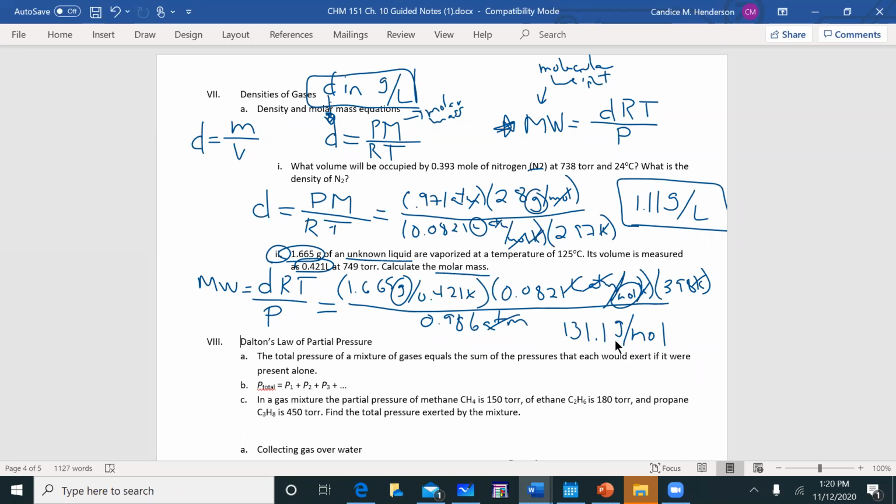I can't tell you what the unknown liquid is because there are probably quite a few formulas that could come around with this molar mass. So I can only tell you what the molar weight or molar mass is.